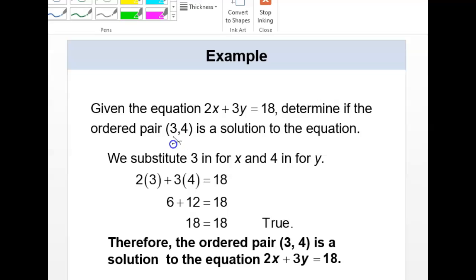So 3 is x and 4 is y. So you put in that used to be an x and that used to be a y. Now you just have numbers. And you do 2 times 3 is 6 plus 3 times 4 is 12. Is that true? Yes, that's true. So the ordered pair 3, 4 is a solution to the equation 2x plus 3y equals 18.